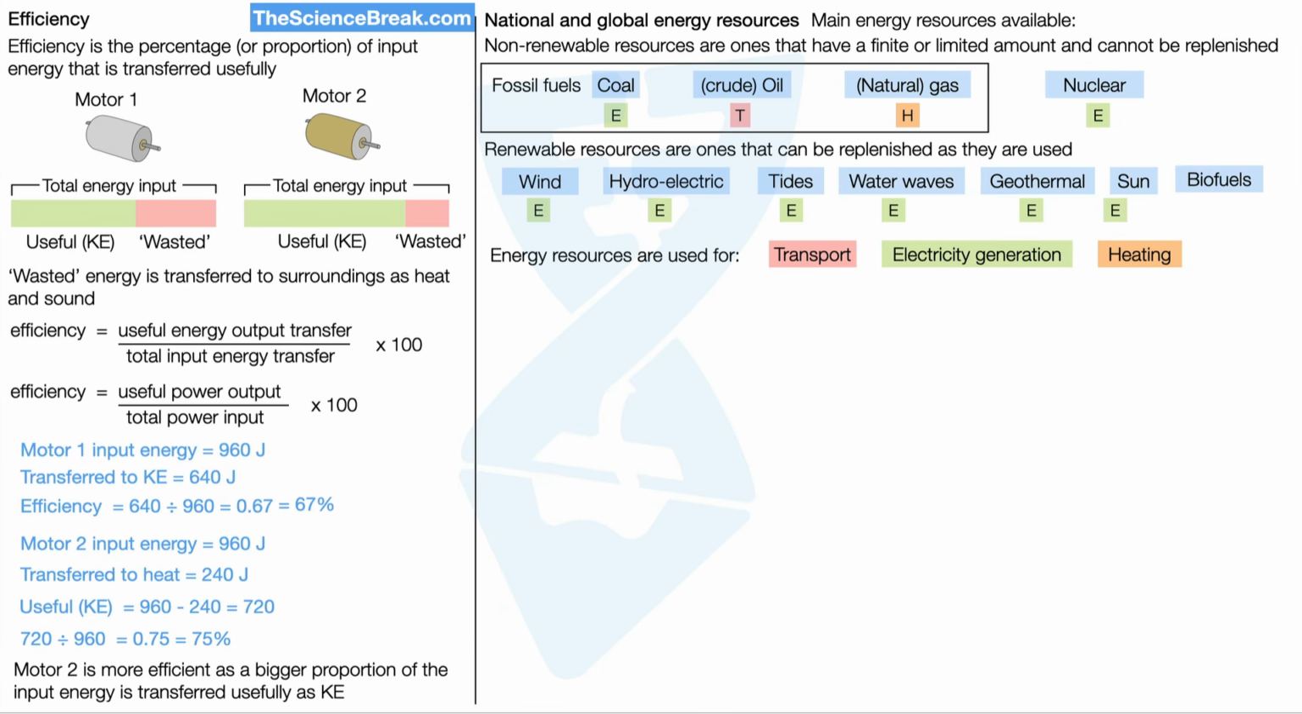The sun can be for electricity generation or for heating, if we have solar panels for heating water, and biofuels are often for transport. Remember, these are the main uses, but there might be more than one use for each of these energy sources.